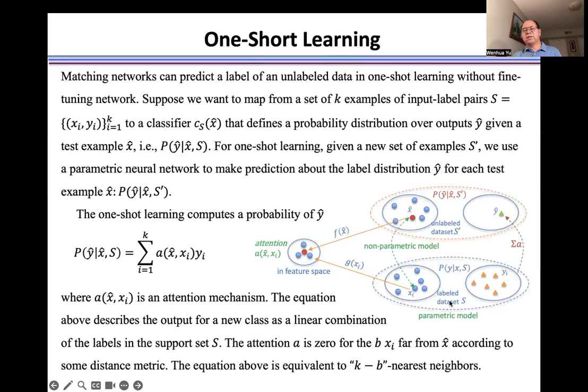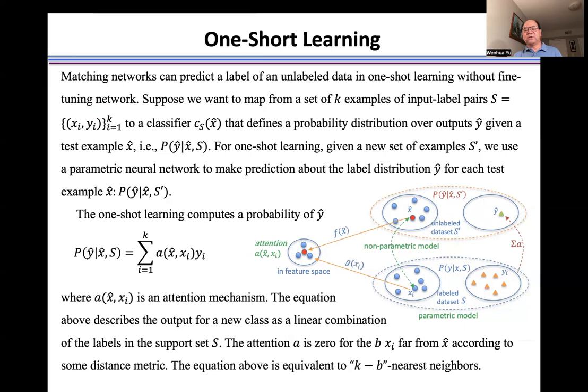Given a labeled dataset S, we train a parametric model on this labeled dataset to predict the label for each input data x_i. And then we use a non-parametric model to predict the label for input data x-hat that is never seen in the training dataset.